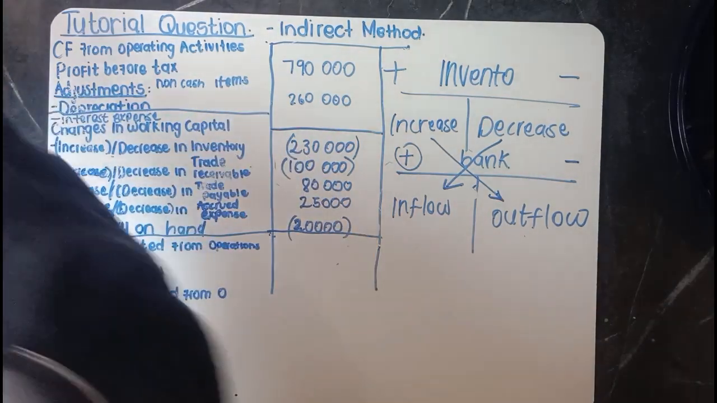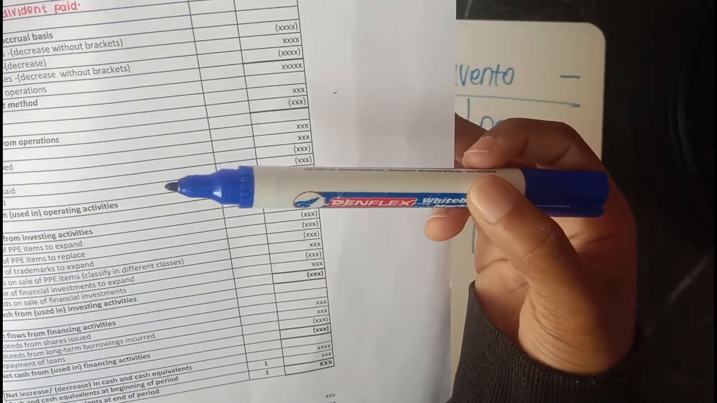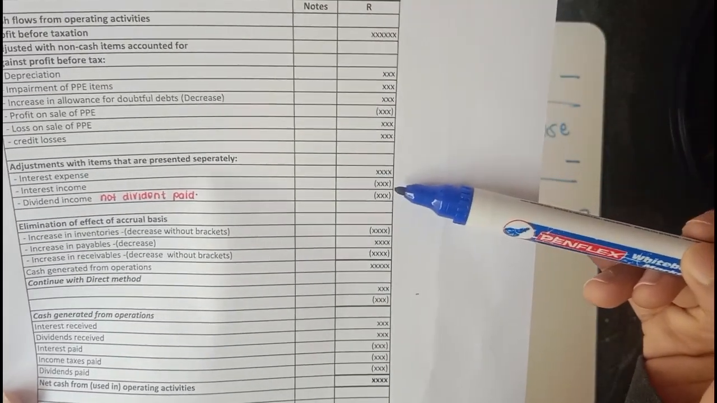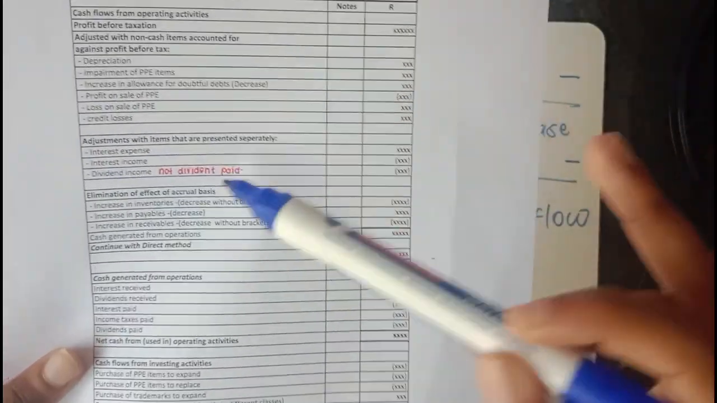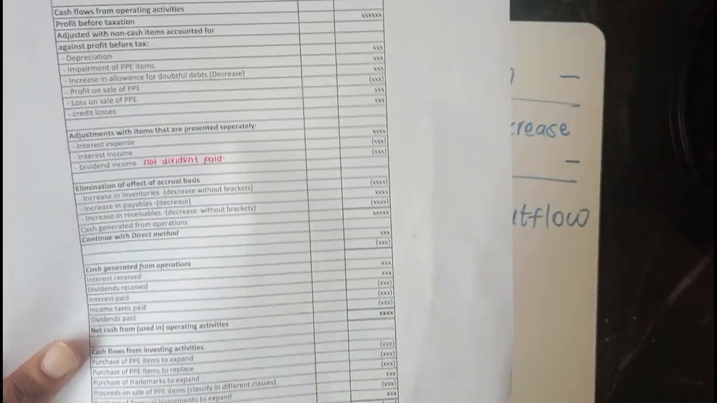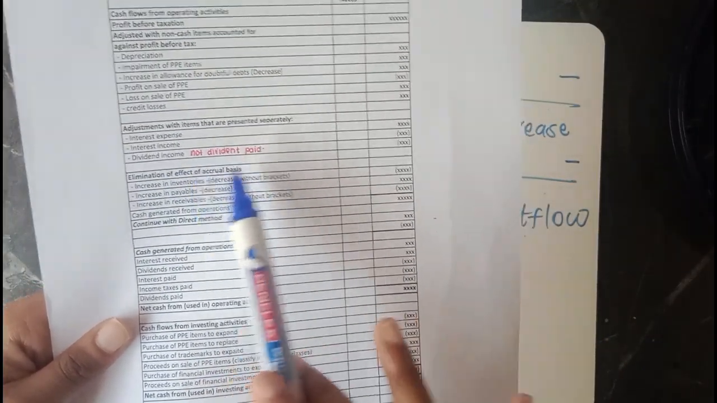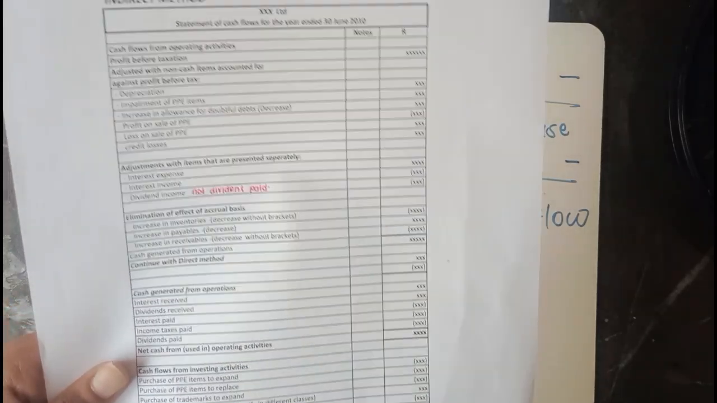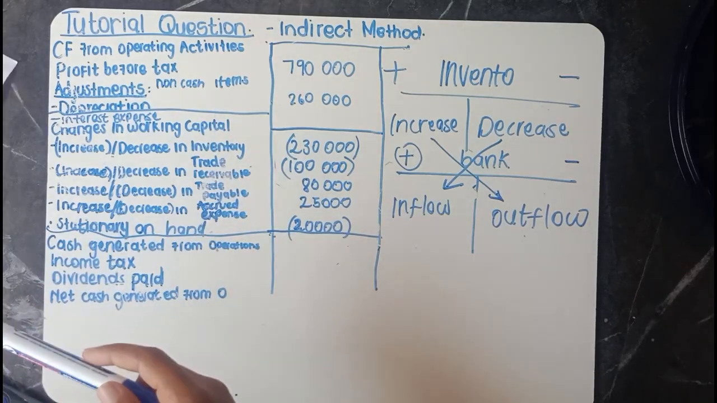Furthermore, this interest expense falls under this part, the adjustments that were previously separated. So we don't have interest income or dividend income here. Dividend income is dividend income, not dividend paid, so please don't add dividend paid here. I wrote this in a red pen to remember: not dividend paid, dividend income only. So your interest expense is from that part there.